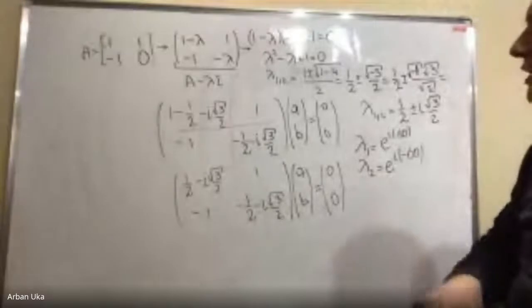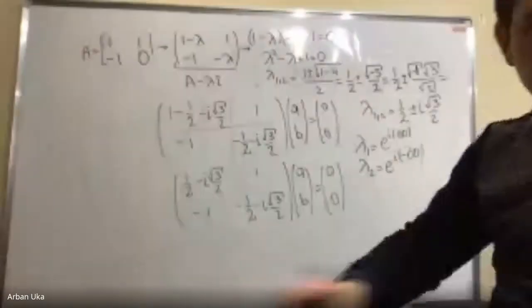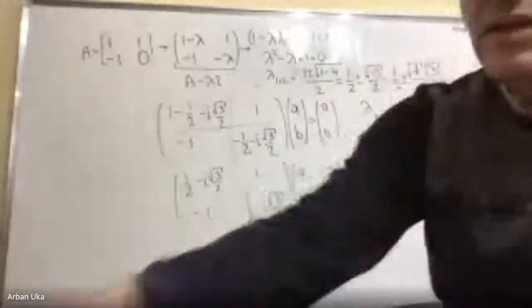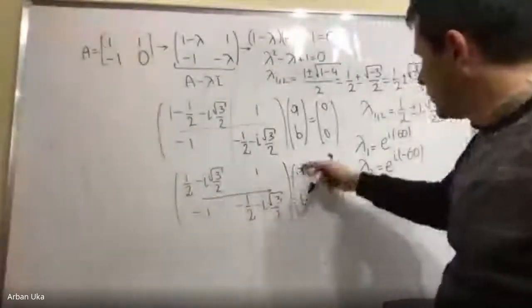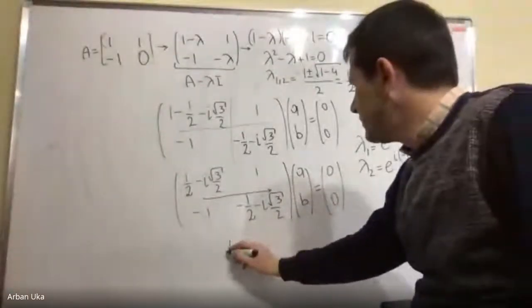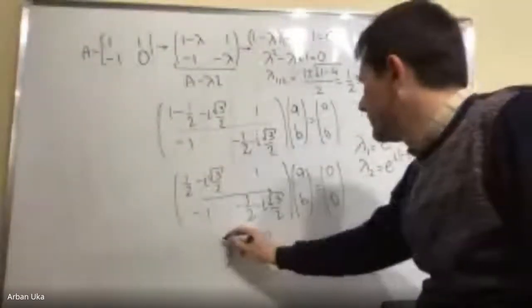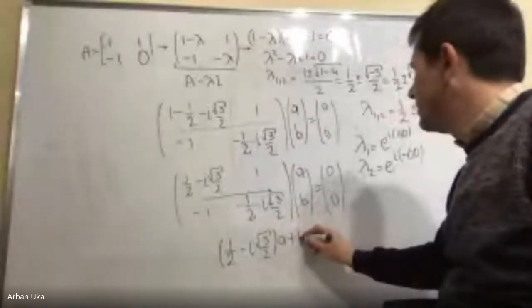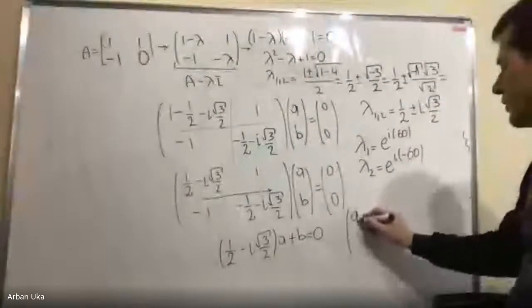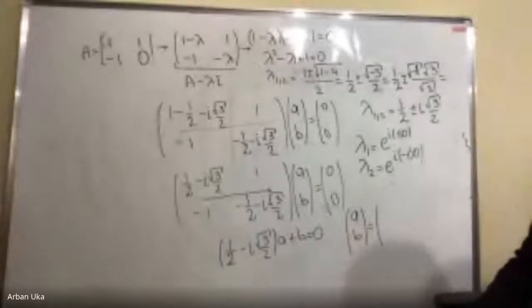Again, here we need only one equation. In this case, this single equation that we are going to have. Wait a second, maybe this is better. Okay, so let's multiply the first row with this column. So here we get 1 over 2 minus i square root of 3 over 2 times A plus B. This is equal to 0. So the only thing we have to figure out is a pair of numbers A, B that satisfy this condition. The simplest way to do this is this.